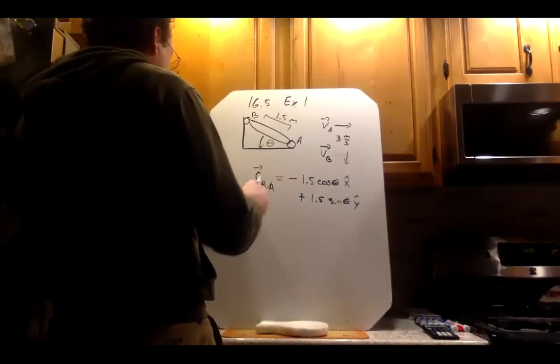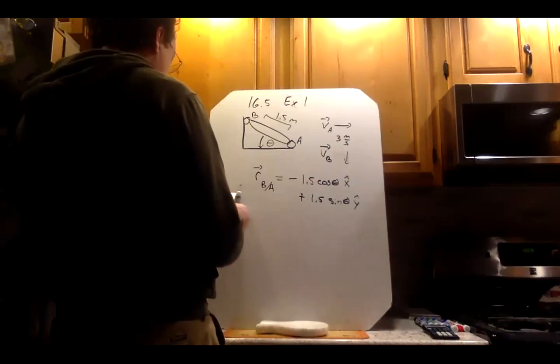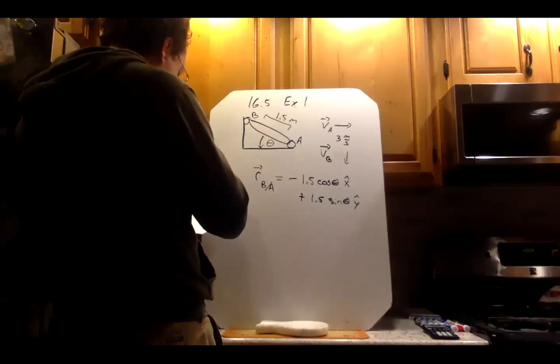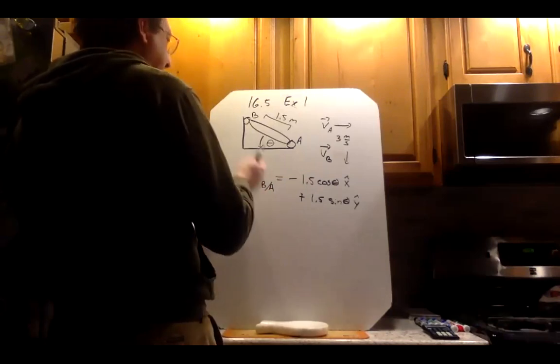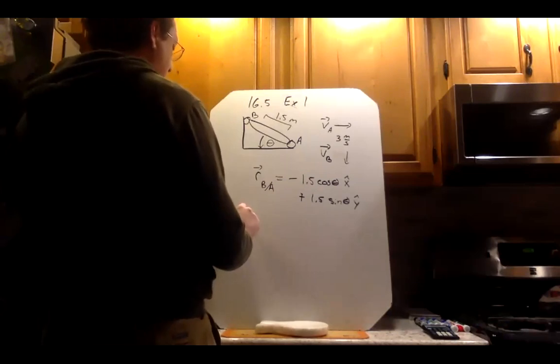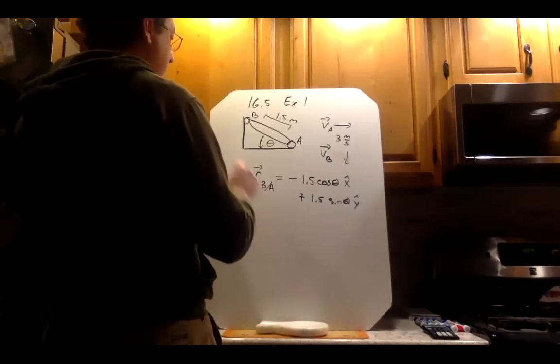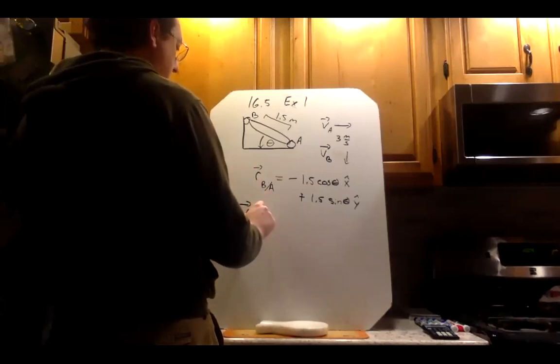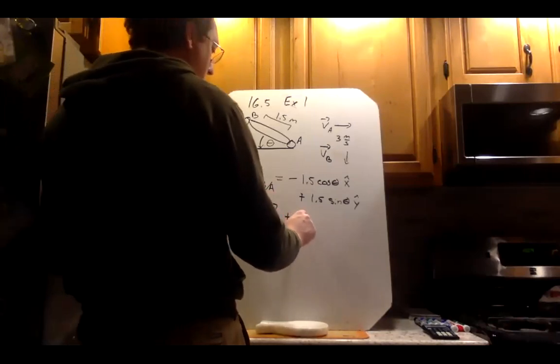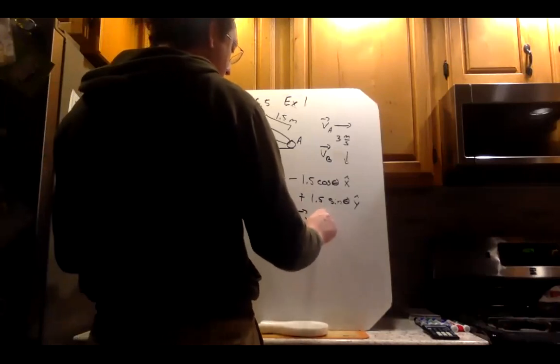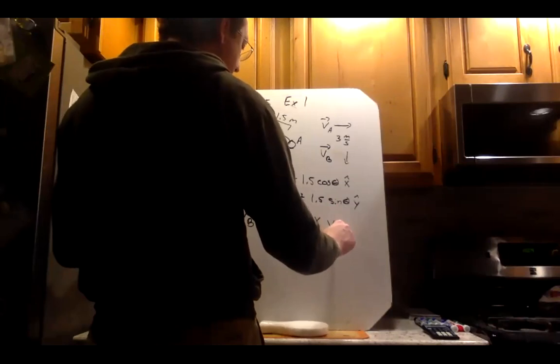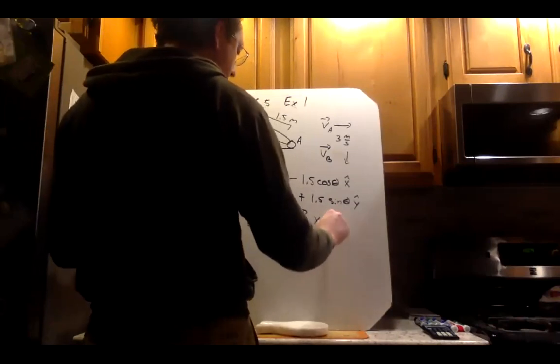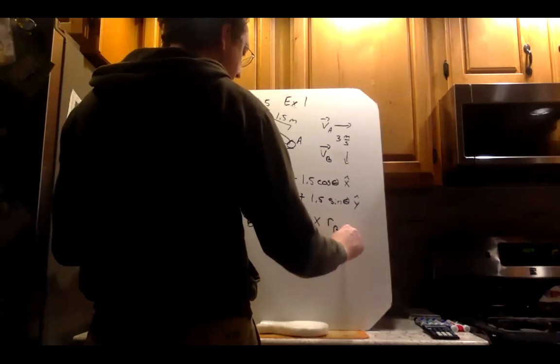Okay, so now if I have that, I can immediately write down that the velocity of B can be written in terms of the velocity at A plus omega cross the position vector R B relative to A.